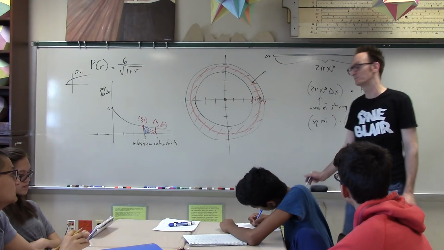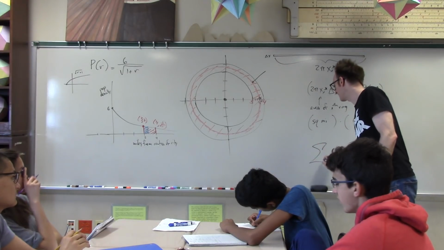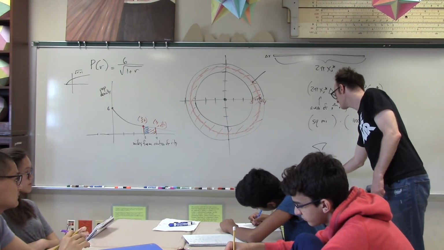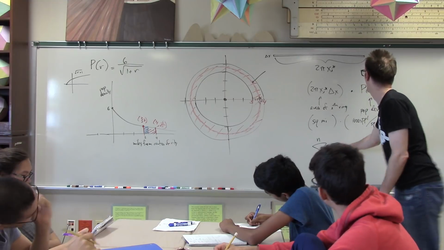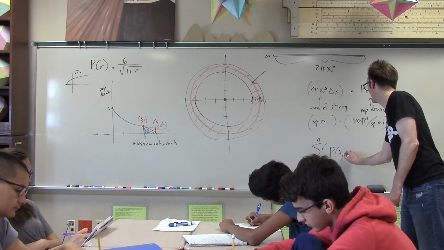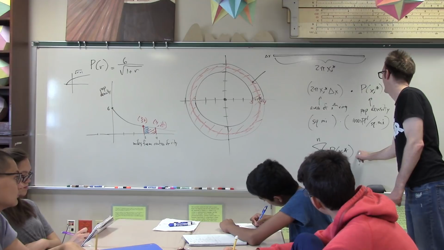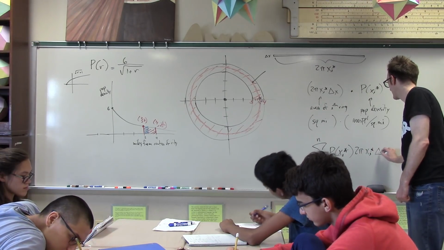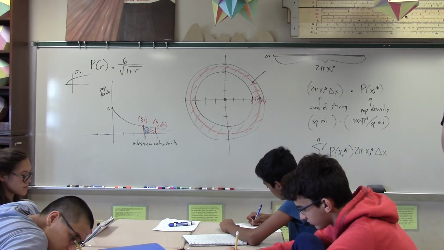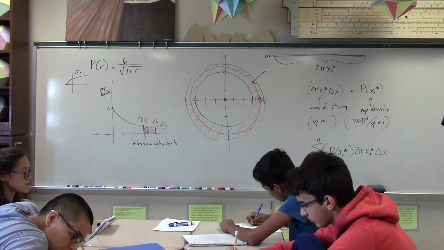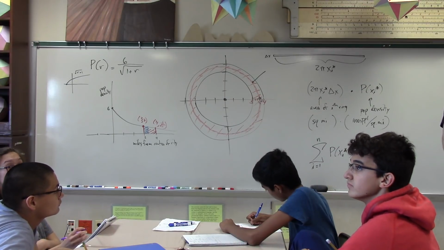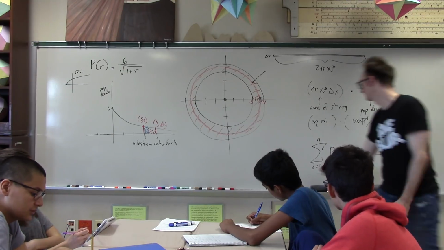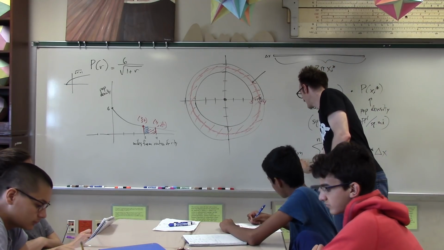Now what do we do with that? You now add them up, right? So the answer to this problem should be the sum from i equals 1 to n of P of x sub i star times 2 pi x sub i star delta x. Get it, get it, get it? And finally, what do we want to do to make it perfect? Take the limit as n goes to infinity.